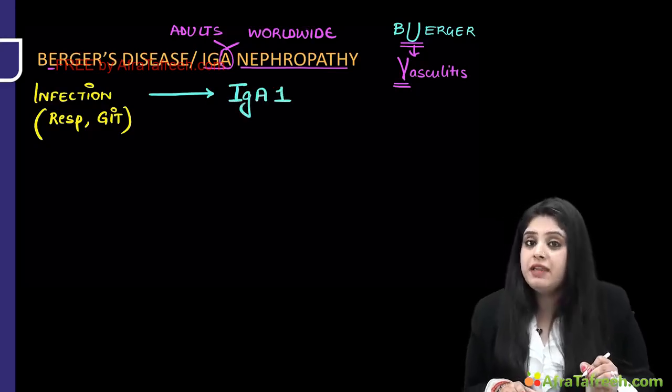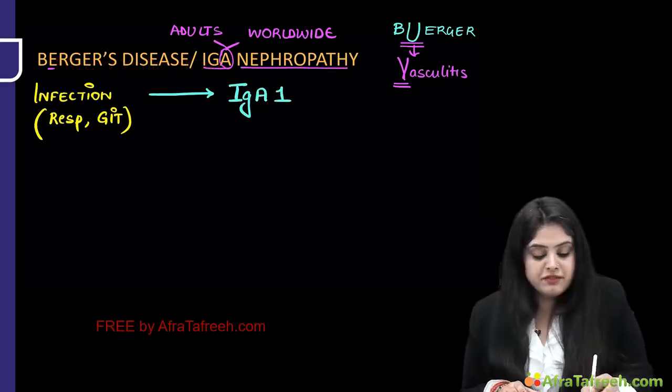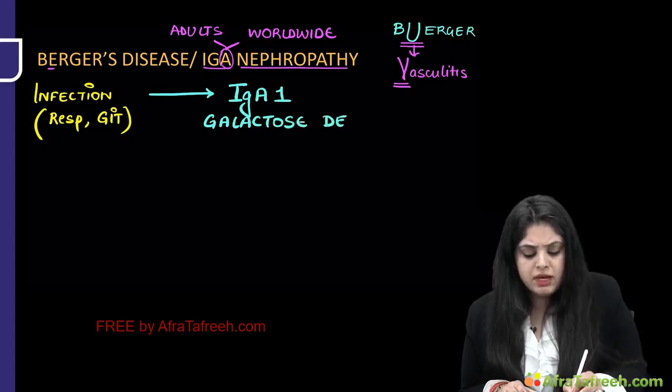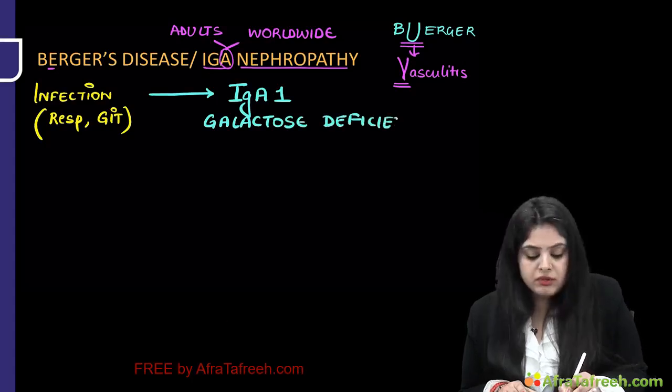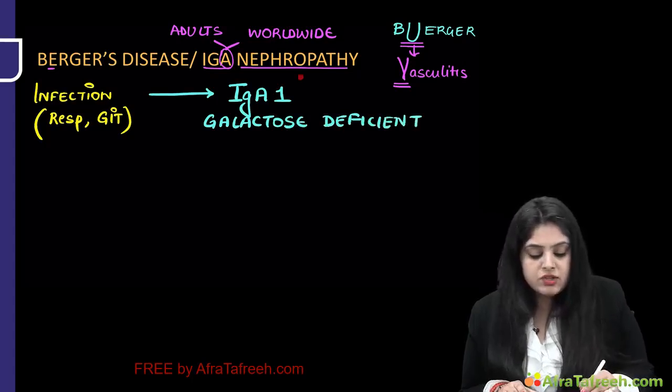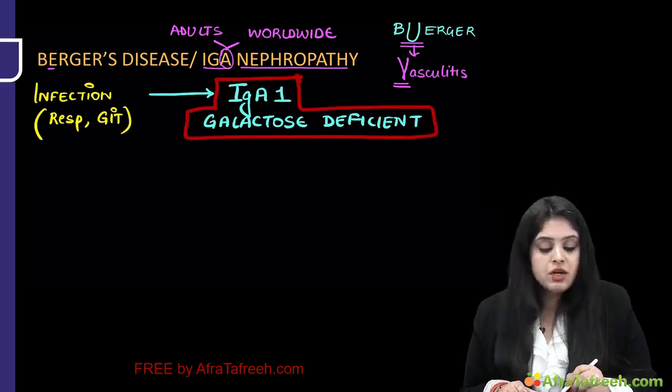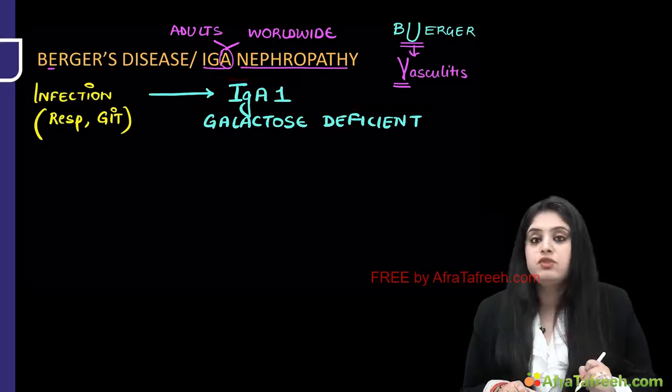There is an IgA1 form that your body starts making after these infections, which is galactose deficient. Now you'll ask me why? We don't do that all the time. I mean, we get infected with so many things on a daily basis. Do we actually sit down and make this kind of antibody which is galactose deficient? We don't do that. Why are these patients showing you that?